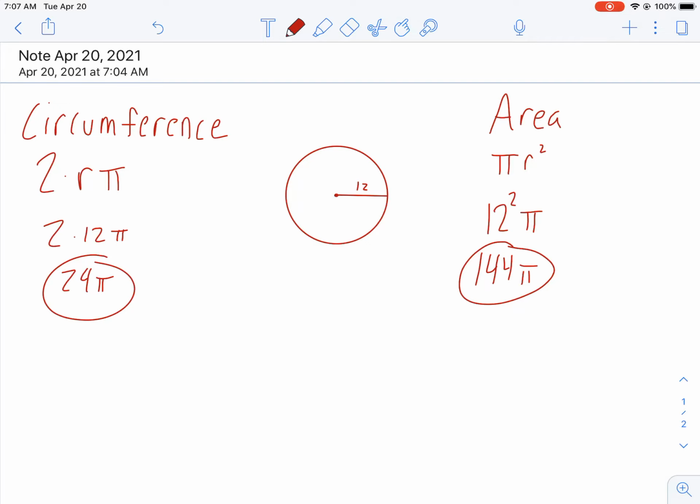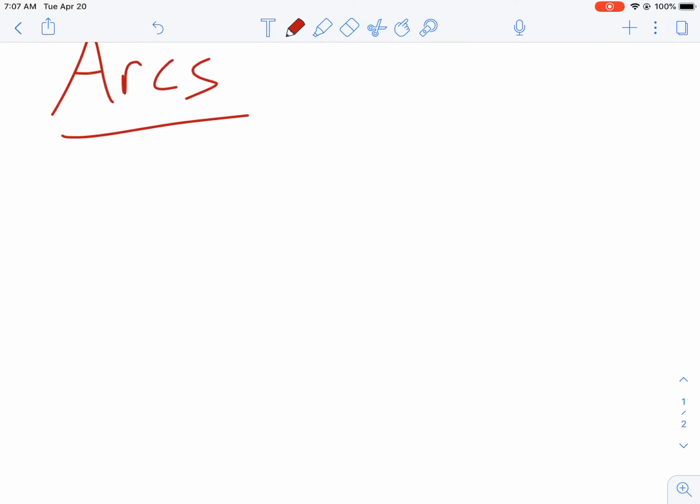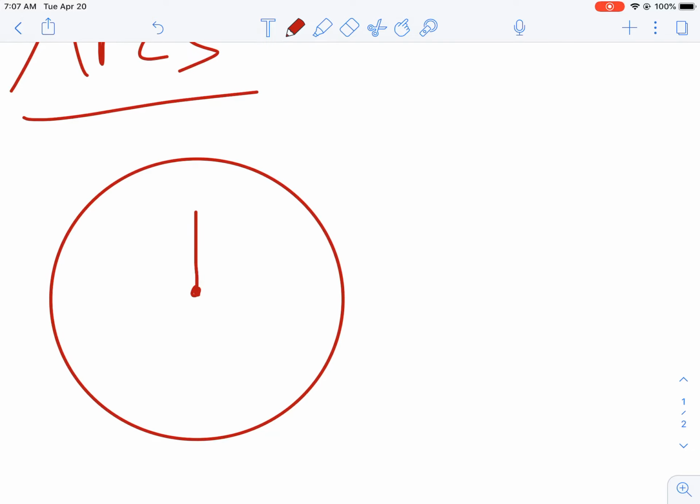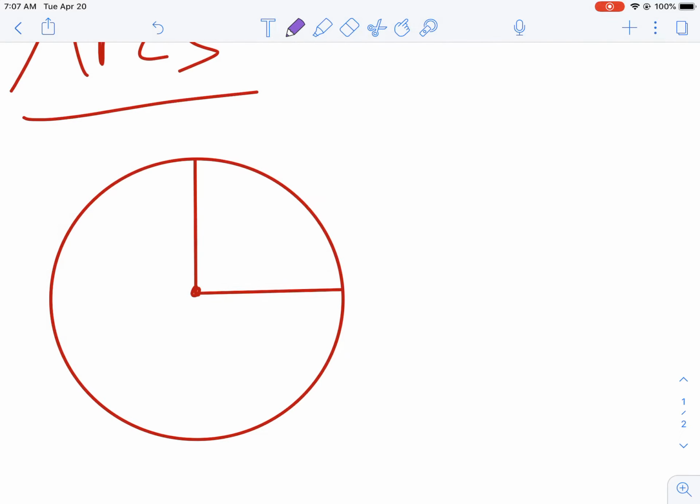What we use that for is to deal with what we call arcs and what we call sectors. Both of them look the same. If we have a circle and let's say we cut out a piece of the circle, like this, two things were made here. Number one, an arc. An arc is a piece of the circle.